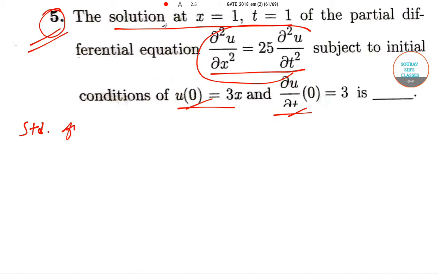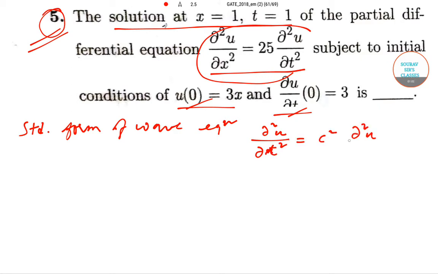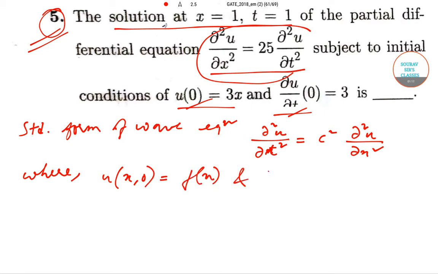Now we know the standard form of the wave equation is del square u by del t square is equal to c square into del square u upon del x square. So this is the standard form of the wave equation, where u of x comma 0 is equal to f of x and ut of x comma 0 is given by g of x.